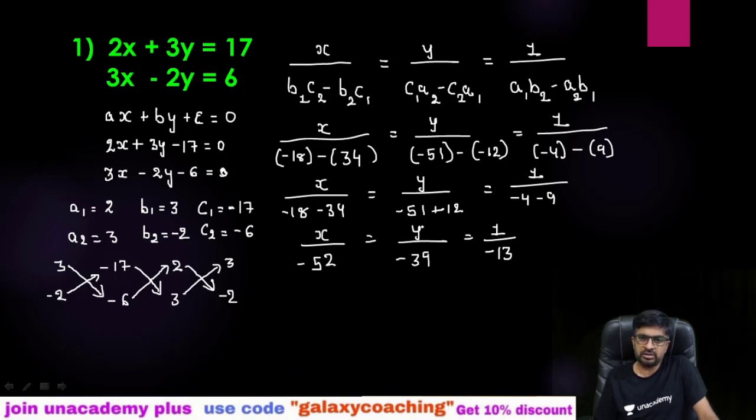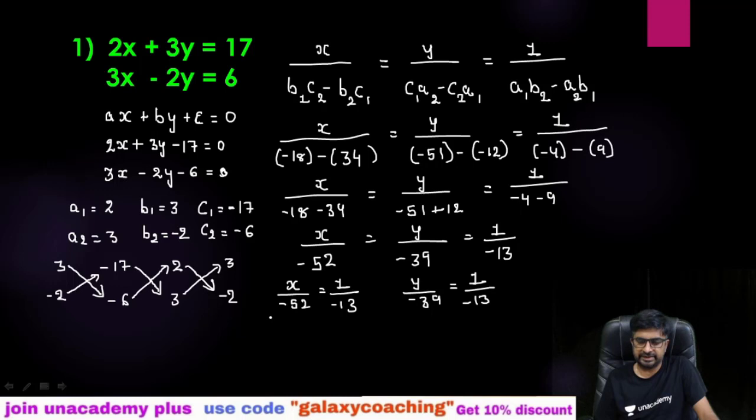Now these three fractions are equal. You are getting three fractions and all are equal. But here you have x in this fraction, y in this fraction, and here no variable. So you need to compare both the terms with variables with this. How? Let me show you. x upon minus 52 equals 1 by minus 13. First compare this with this, and then the fraction with y, and compare that with this.